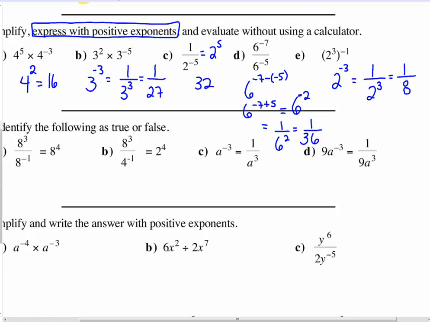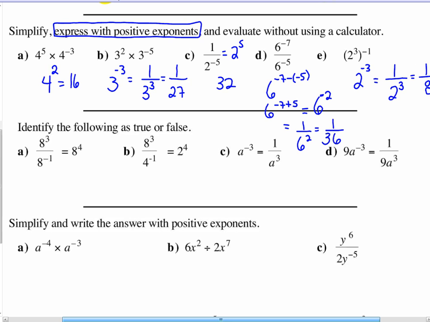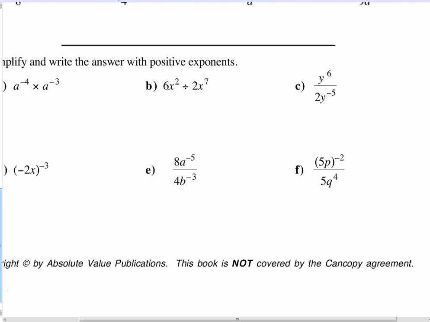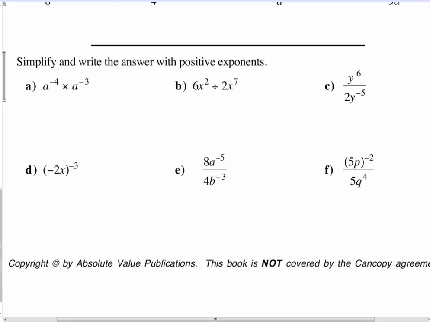Okay, skipping 2, let's go on to 3. So let's try the same idea, but with variables. Same bases being multiplied, what do we do? We add the exponents. When we're multiplying same bases, we add the exponents. So negative 4 plus negative 3 is negative 7. But that's not okay because we never want to leave exponents negative. We always want to answer with positive exponents. So that's actually 1 over 8 to the 7.